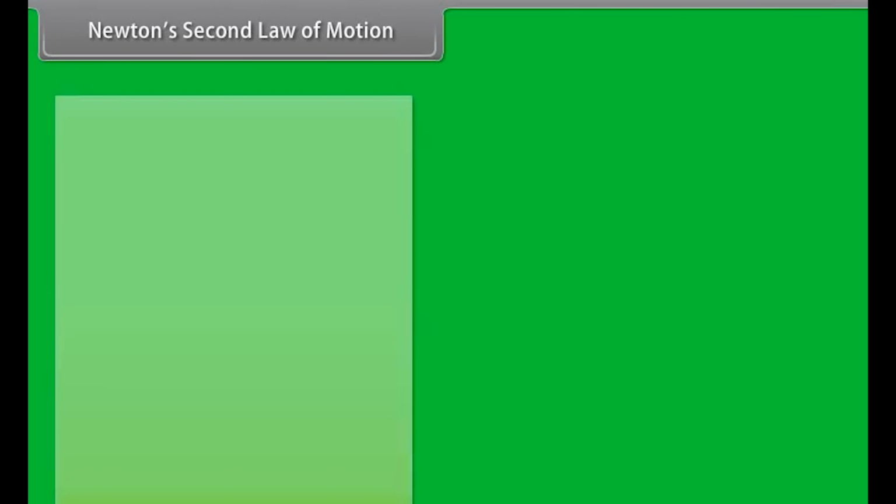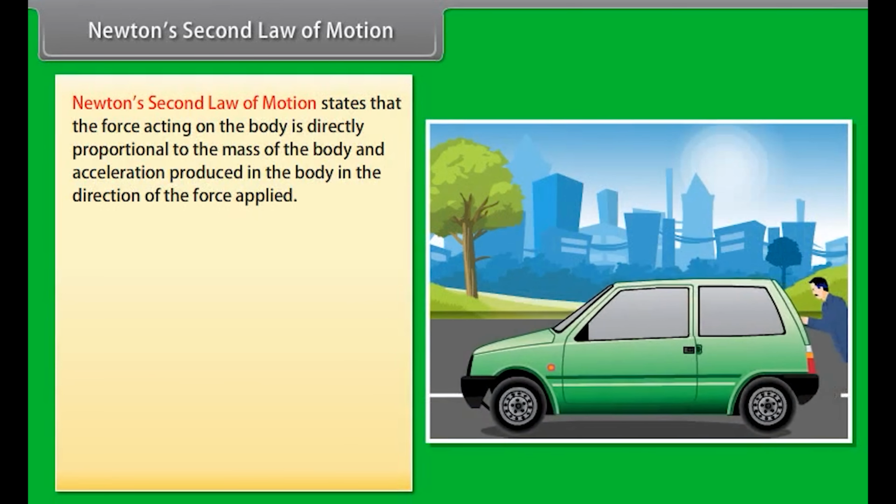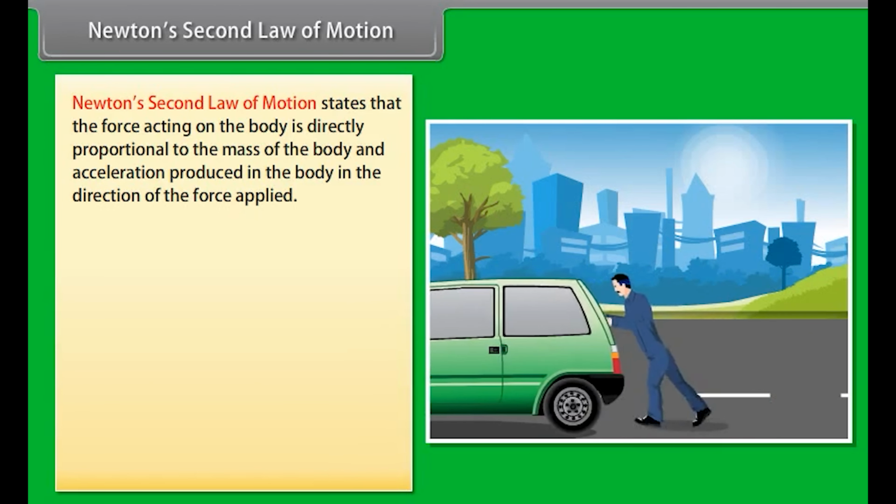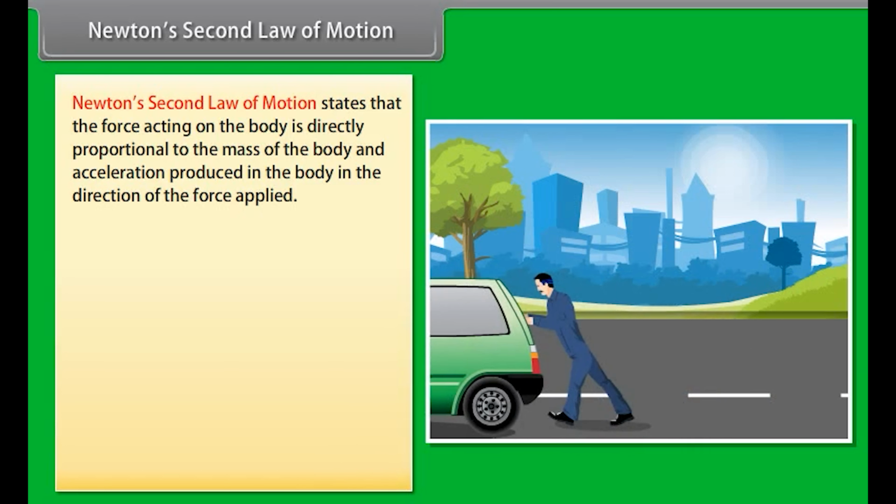Newton's second law of motion. Newton's second law of motion states that the force acting on the body is directly proportional to the mass of the body and the acceleration produced in the body in the direction of the force applied. F = m × a, where F is force, m is mass, and a is acceleration.